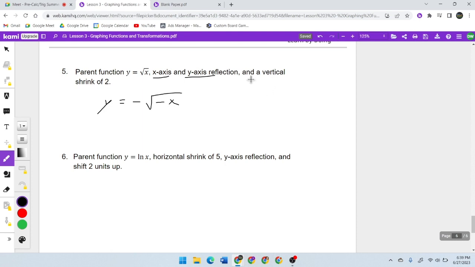Okay, next, we just need a vertical shrink of 2. Remember, a vertical shrink really means it's a fraction, so that's 1/2. So in other words, the 1/2 does go in front of the square root, so it's negative 1/2. And there's our final answer, just like that.